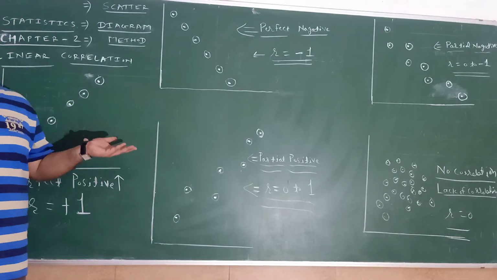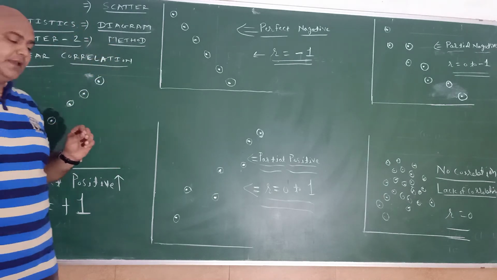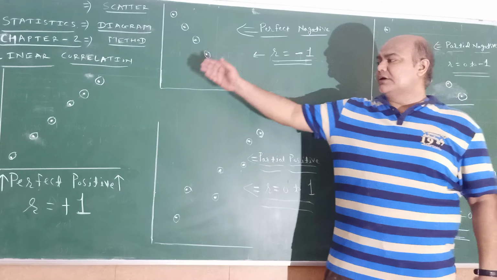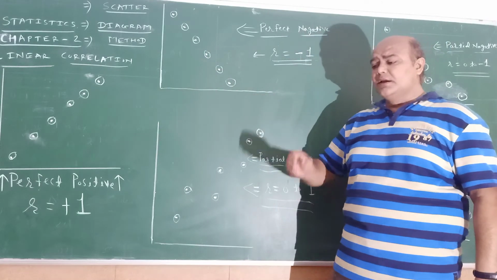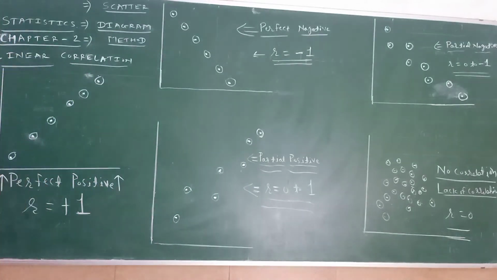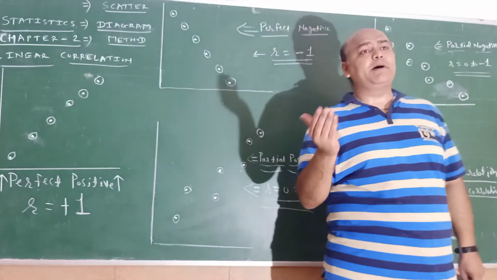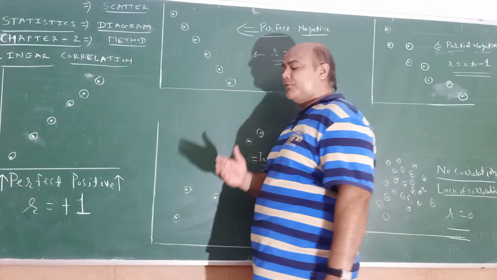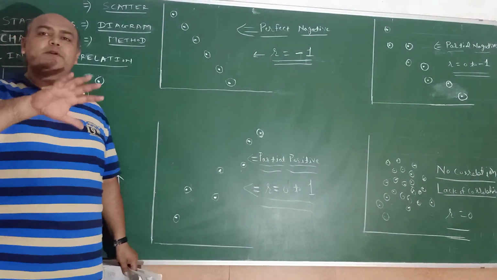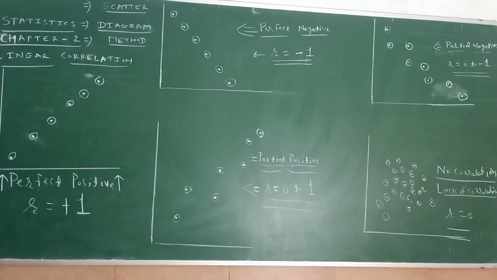Sir, which method does it help us with? Friends, it helps us in the scatter diagram method. In the scatter diagram method, we just have to plot the dots on the graph or page, and give the answer on the basis of these 5 different types of correlation, whether it is perfect positive, perfect negative, partial positive, partial negative, or lack of correlation. So these different types help us in our first method, that is the method of scatter diagram.